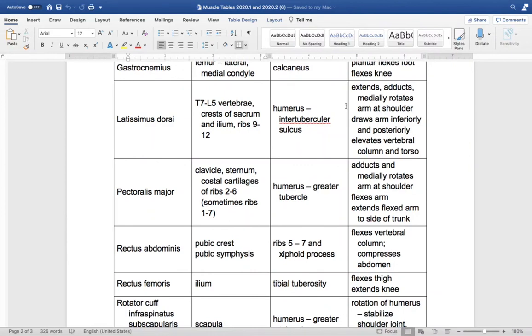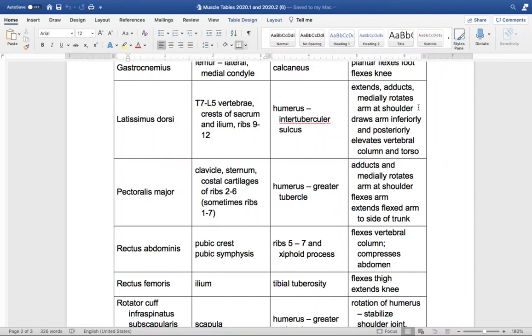Therefore, we'll see these actions displayed very similarly to the pectoralis major. This is also going to help to adduct and medially rotate the upper arm. Since the Latissimus dorsi muscle is found on the posterior side of the body, that's also going to help us to extend the arm as well.